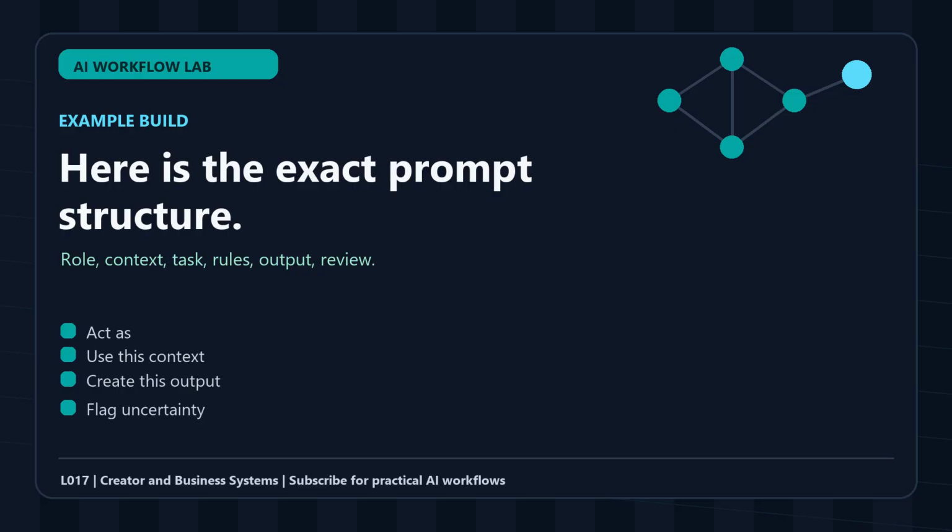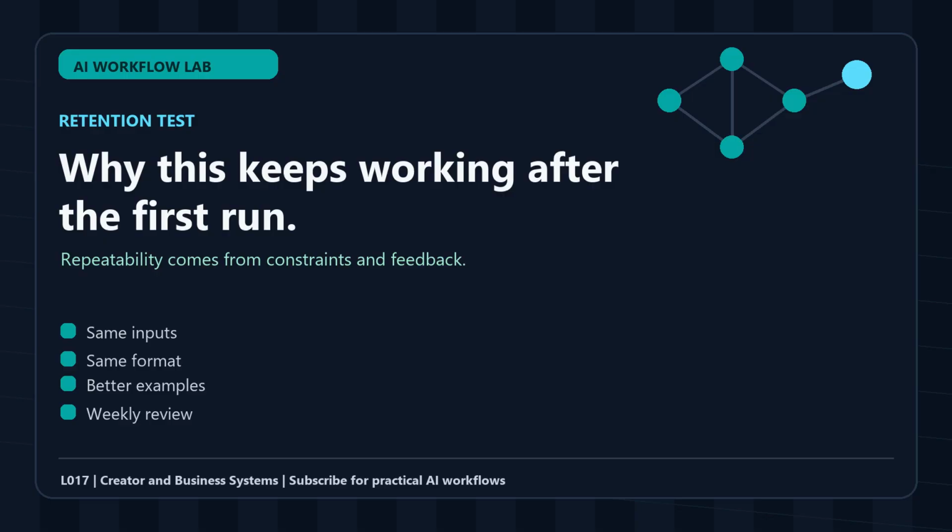The reason this can keep working is that every run teaches the system. When you use the same input categories and the same output template, you can compare results. You can see which recommendations were useful, which ones were too broad, and which ones needed better context. After each use, add one note. What did the assistant miss? Maybe it ignored a budget. Maybe it misunderstood the audience. Maybe it gave a recommendation that was technically right but unrealistic. Put that feedback back into the rules.